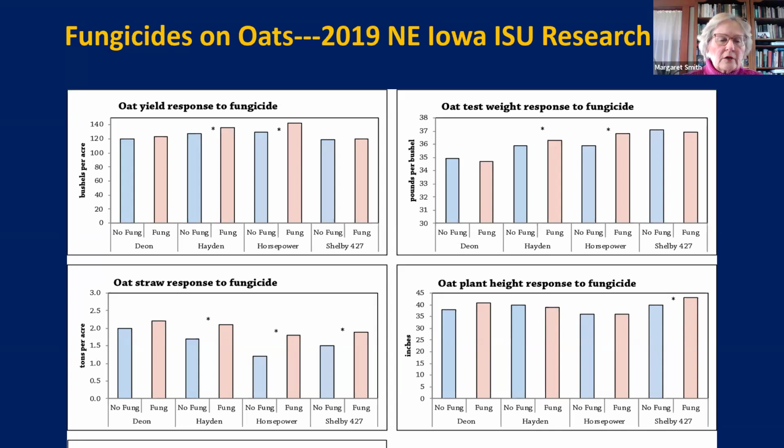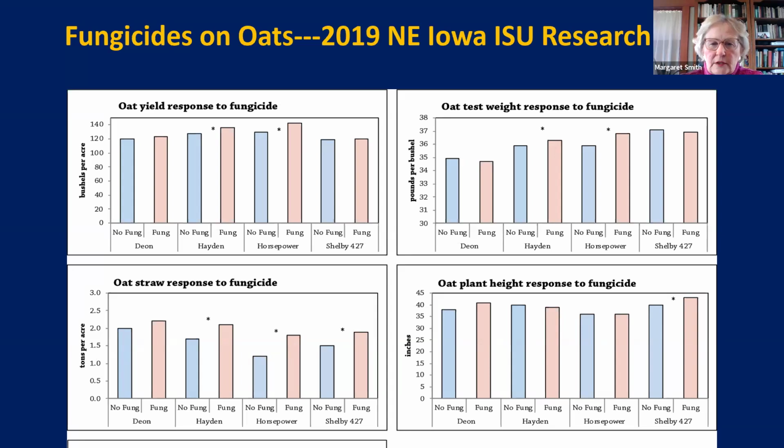And the blue bars show yields with no fungicide, and the light orange, tan, buff color indicates the response to fungicide treatment. The little asterisks you see there on Hayden and Horsepower indicate a significant difference between the treatments. So fungicide did result in higher yields for Hayden and Horsepower in this just 1 year. So with test weight, they also responded to fungicide treatment.